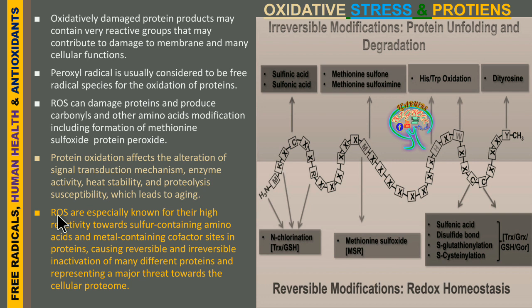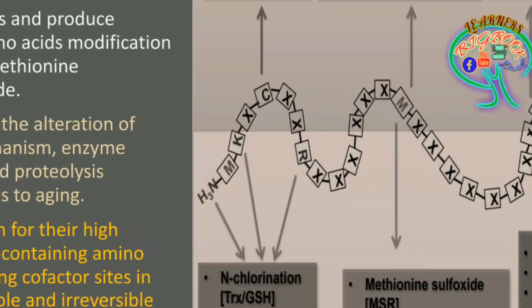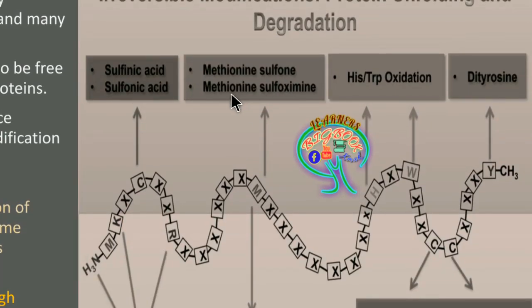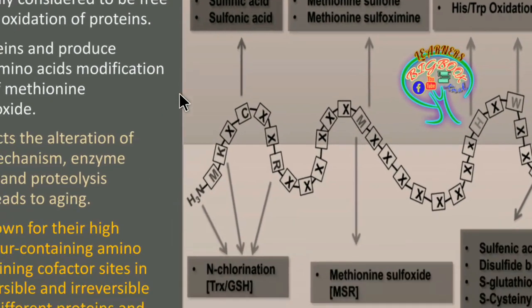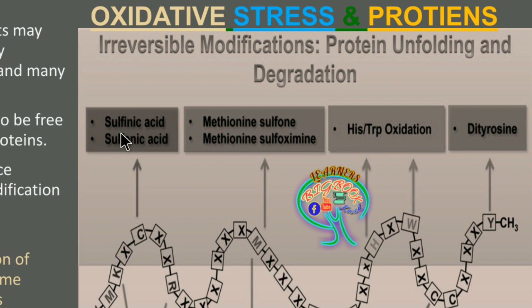So here, reactive oxygen species are especially known for their high reactivity towards sulfur containing amino acids and metal containing cofactor sites in proteins, causing reversible and irreversible modification of many different proteins and representing a major threat towards the cellular proteome. Now here, this particular explanation will be seen here. Here you can see methionine, methionine sulfone, methionine sulfoximine, methionine sulfoxide. These are the byproducts which have been formed after the action of the ROS free radicals. These are irreversible modifications. Protein unfolding and degradation will take place.